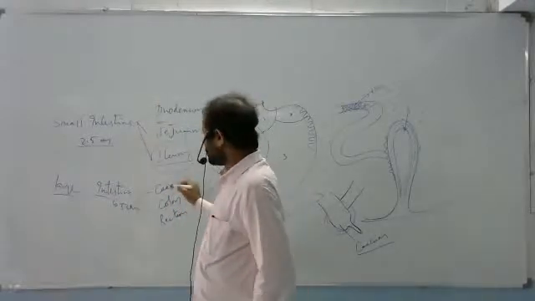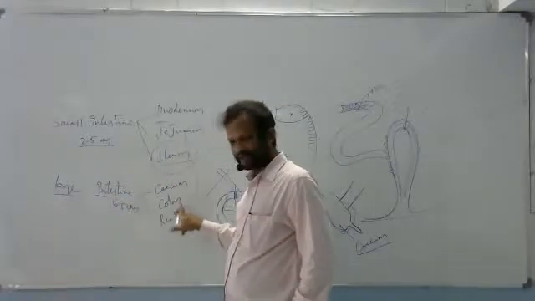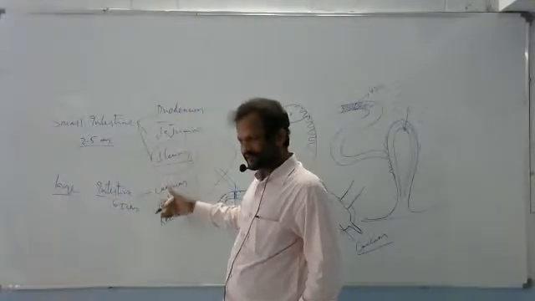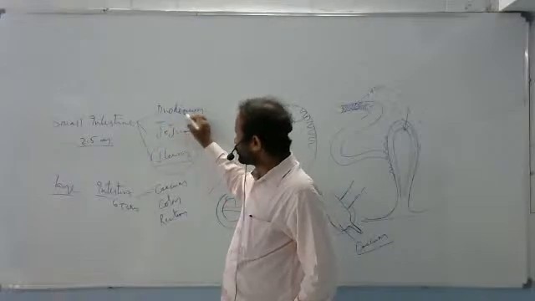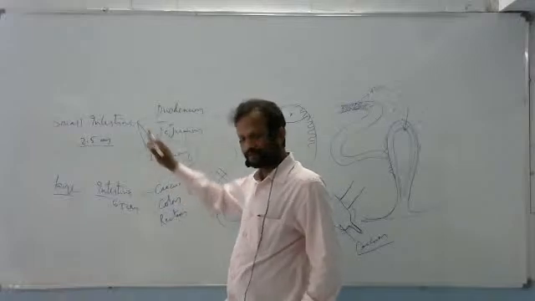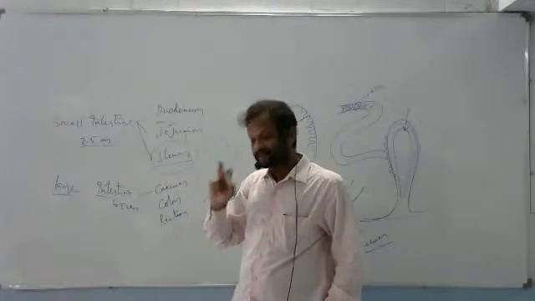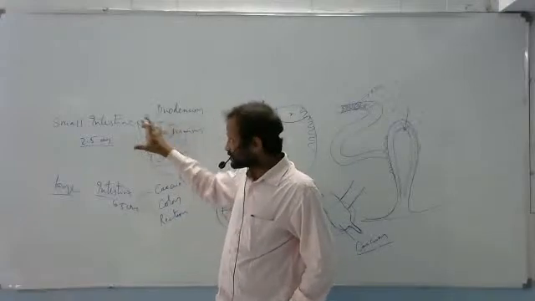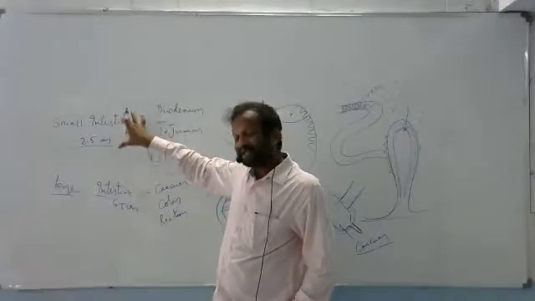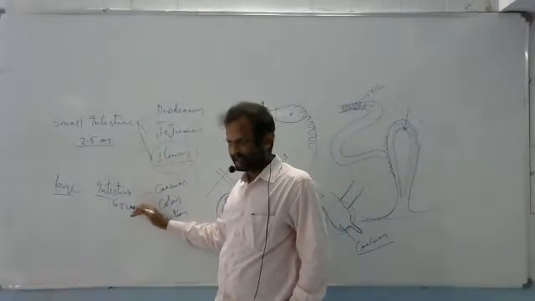So, the small intestine is divided into 3 regions. The large intestine is also divided into 3 regions. Continuously, we see duodenum, jejunum, ileum, cecum, colon, rectum: small intestine and large intestine. After digestion, absorption takes place in the small intestine. Unabsorbed food will enter into the large intestine. You can understand that.